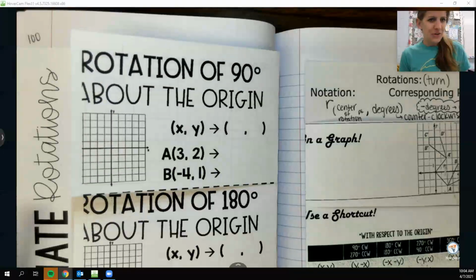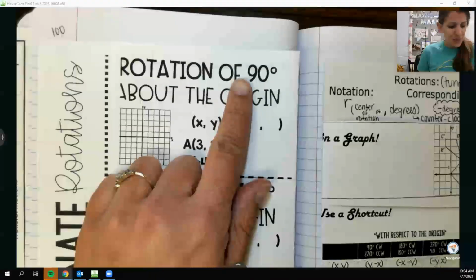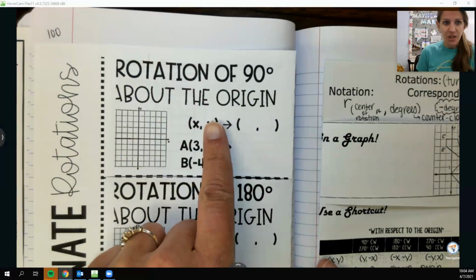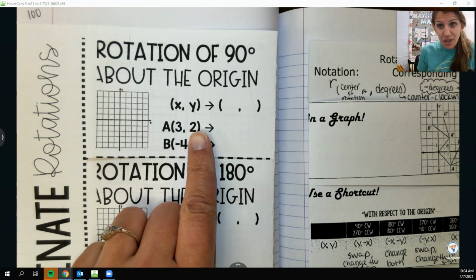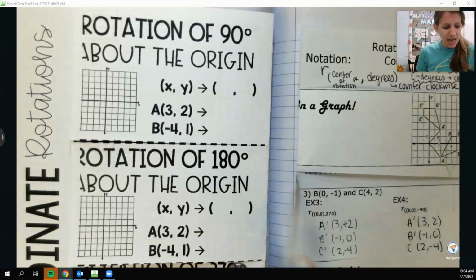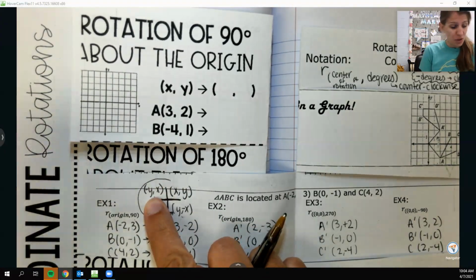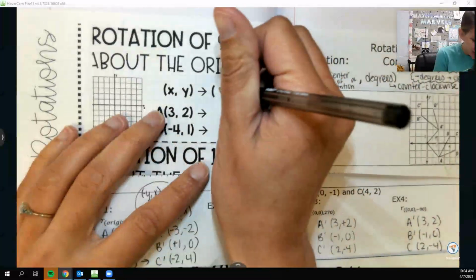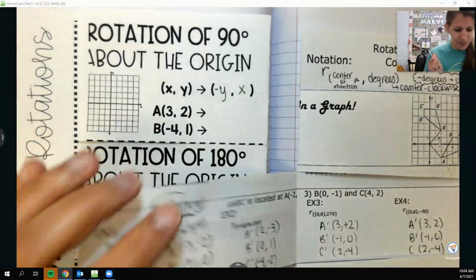All right, guys, let's do some more rotation practice. If I am going to rotate 90 degrees around the origin, it is implied that we are going counterclockwise. Our rule for going 90 degrees counterclockwise is we swap and change the sign on the first one.